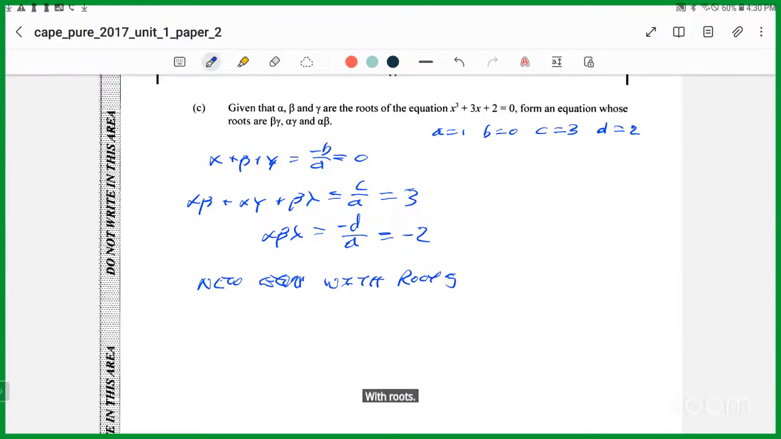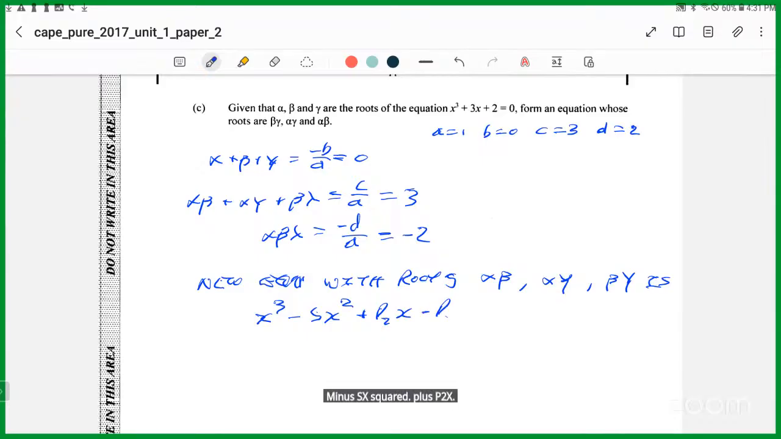What are the roots? Alpha, beta, let's write them out in that order: alpha lambda and beta lambda. The equation is x cubed minus sx squared plus p2x minus p3 equals 0.